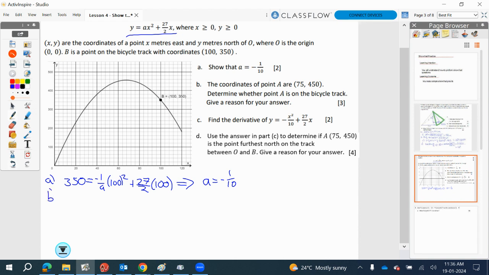B. So the coordinates of point A are 75, 450. Determine whether point A is on the bicycle track or not. So what we need to do is put 75 into the formula and see what number comes out before we make our reasoning. So we need negative 1/10 times, and we put the 75 in here, plus 27/2. What does that give us? Put this into your calculator, what does it give us?